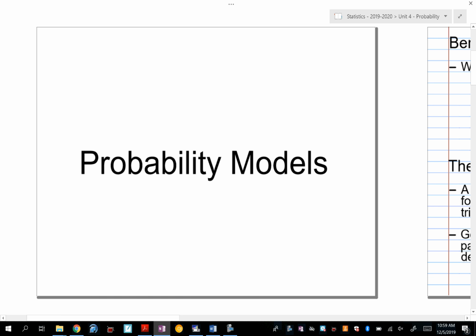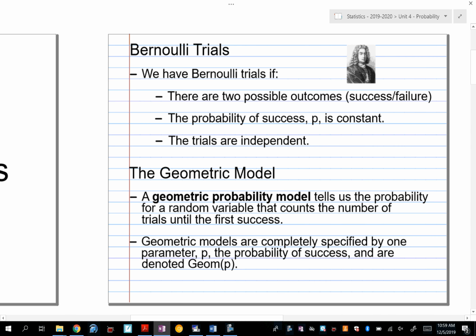Okay, so our last material is going to be about probability models. Now there are two main probability models that we are going to cover for this chapter, but they're based on a general branch of probability models called Bernoulli Trials.